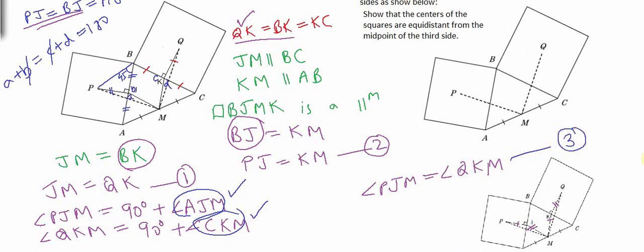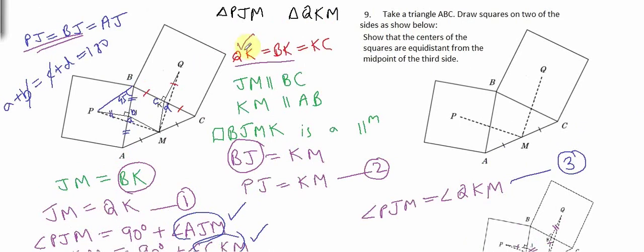So from equations 1, 2 and 3, we have triangle PJM is congruent to triangle QKM by SAS test. And therefore PM is equal to QM. And hence we show that the centers of the squares are equidistant from the midpoint of the third side.